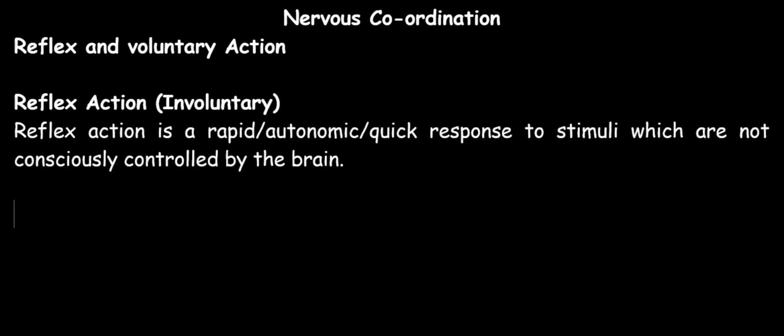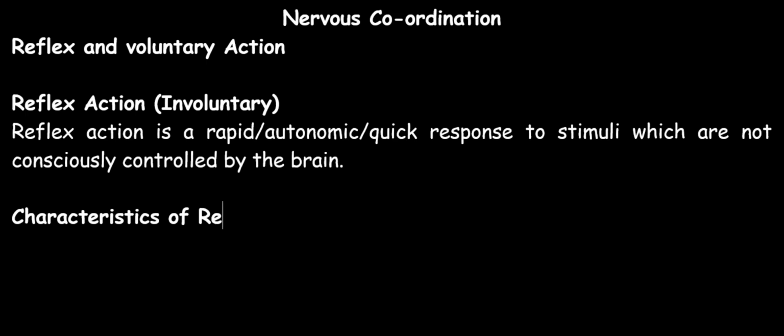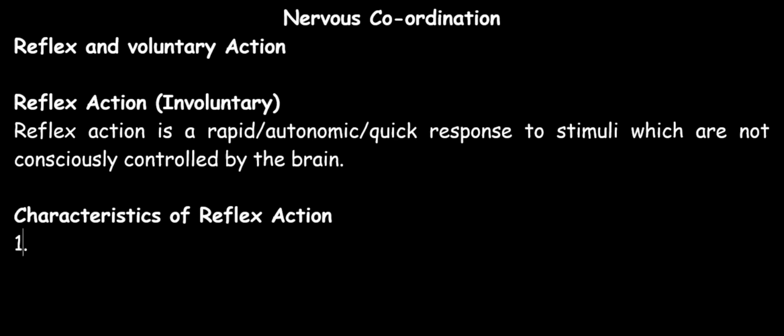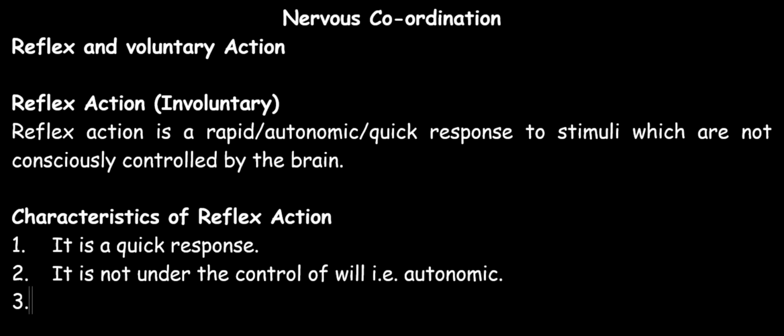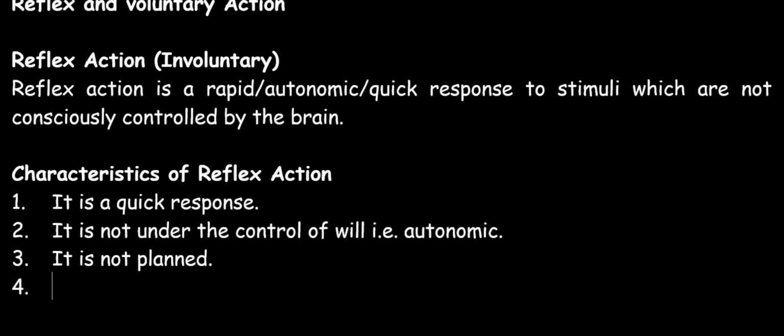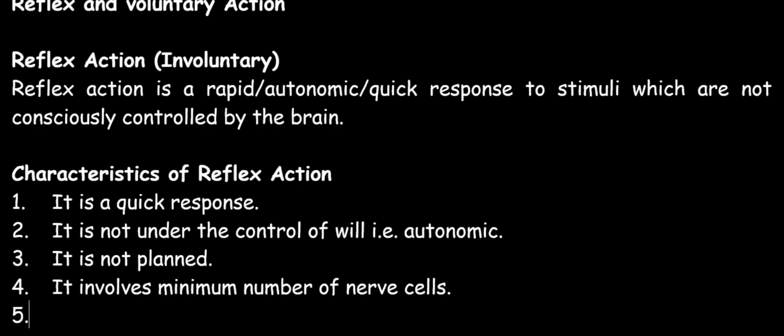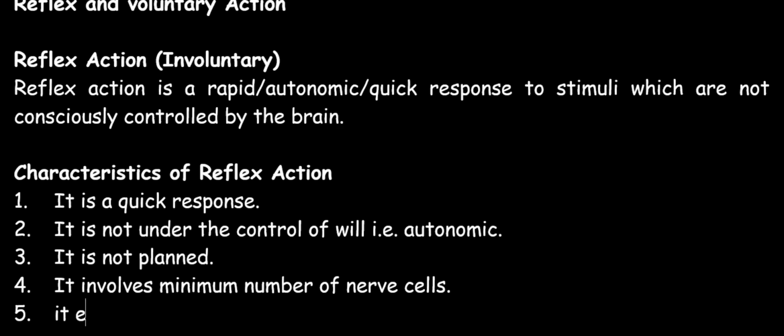What are these characteristics? The characteristics of reflex action include the following. Number one, it is a quick response. Number two, it is not under the control of the will. When we say it is not under the control of the will, what do we mean? We mean that it is autonomic. Number three, it is not planned. Number four, it involves a minimum number of nerve cells. And number five, it ends at the spinal cord.